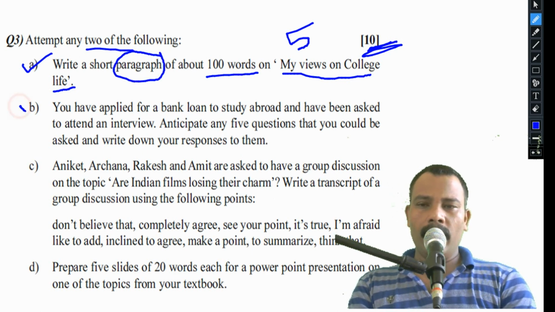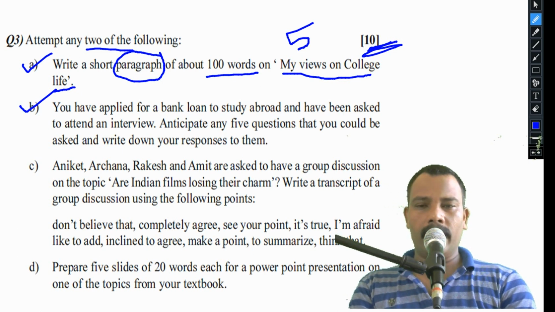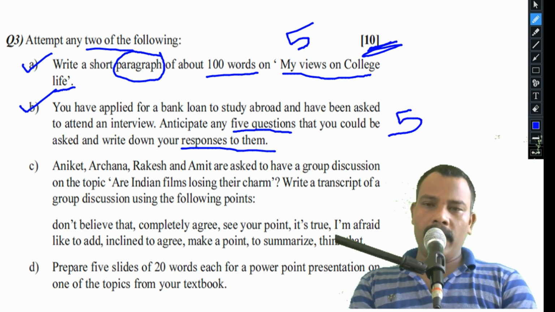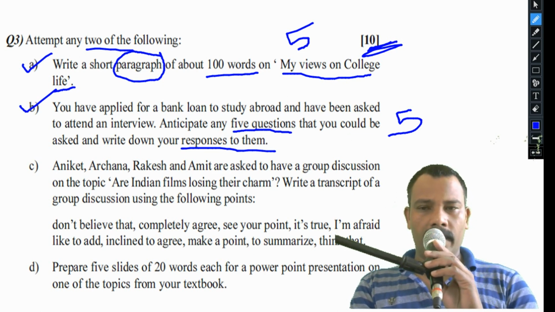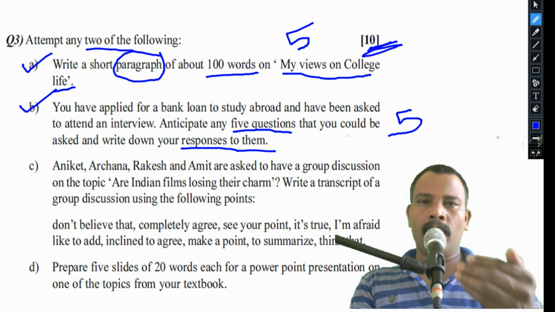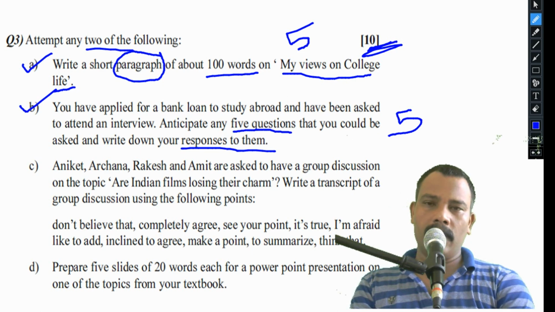The second one is: you have applied for a bank loan to study abroad and have been asked to attend an interview. Anticipate any 5 questions that you could be asked and write down your responses to them. Here you need to prepare 5 questions which may be asked in the interview, and again you need to write the answers to these questions.